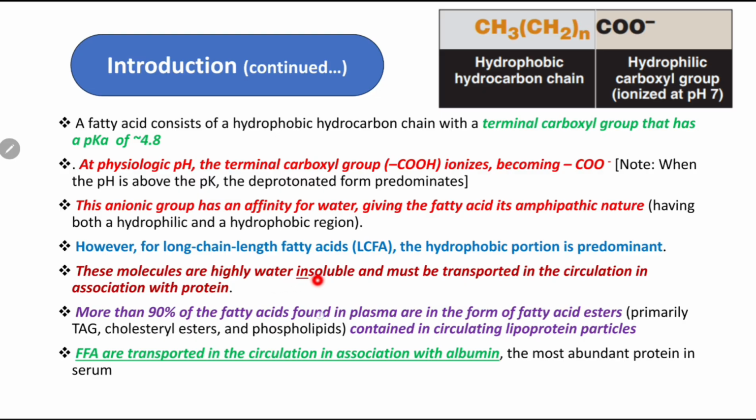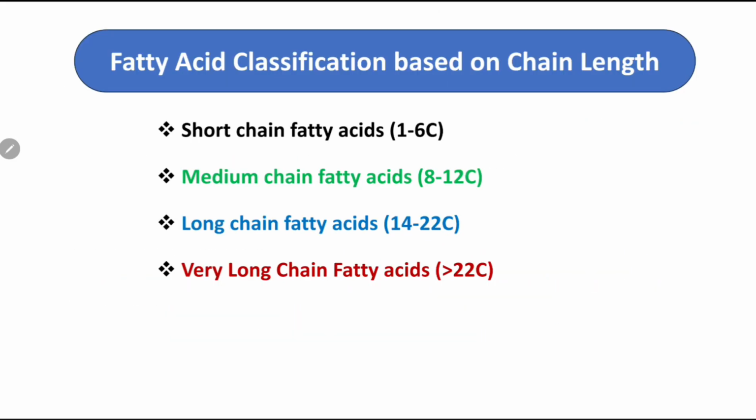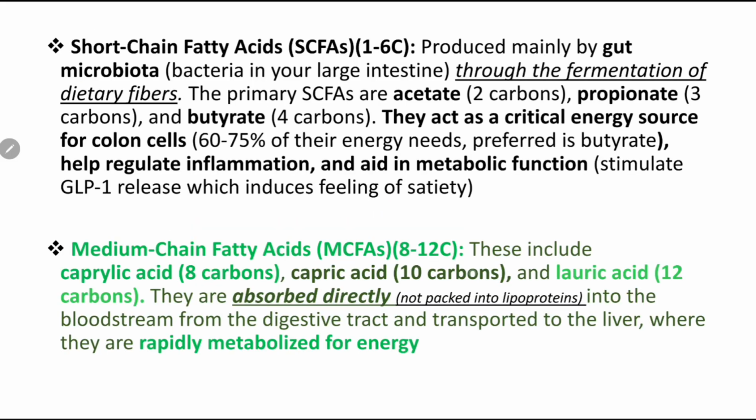They are water insoluble, and so fatty acids must be transported with a protein. Most of the fatty acids in plasma are in fatty acid esters in lipoproteins. About 10% of fatty acids are free and they are circulated with albumin. Fatty acids can be short chain, medium chain, long chain, or very long chain. Each of these has its physiological functions.